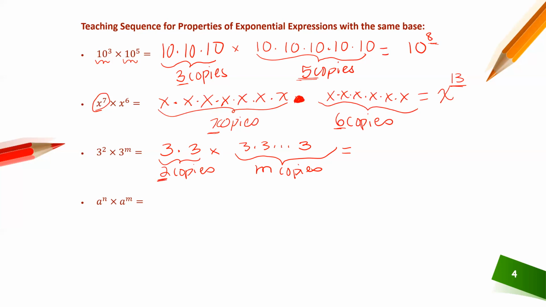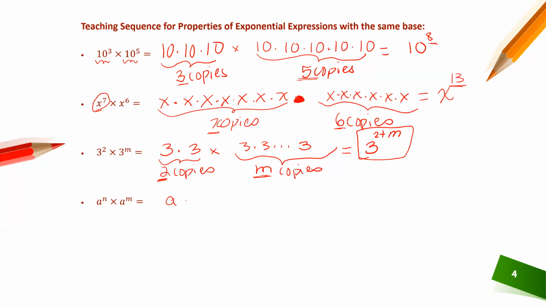Now, if I have 2 copies of x and m copies more of x, I would have 3 as my base, and my exponent would be 2 and m more, 2 plus m, as my exponent, right? Okay, so how does this work? A to the n power times a to the m power. Okay, so we're coming towards a property here with exponents, right?